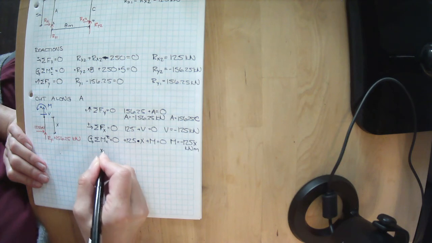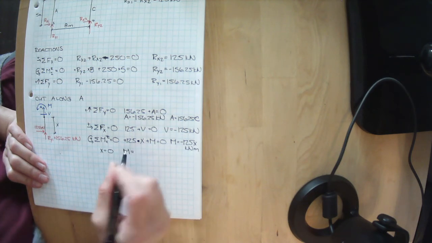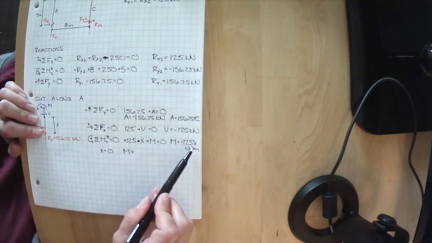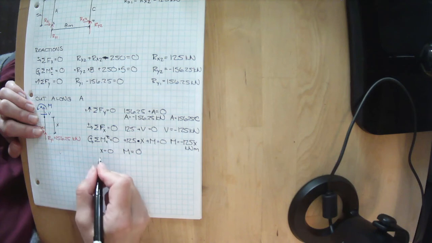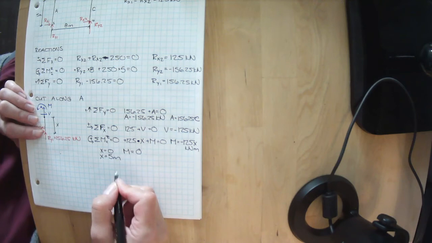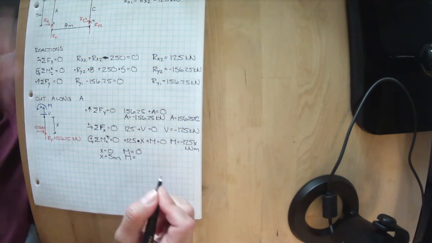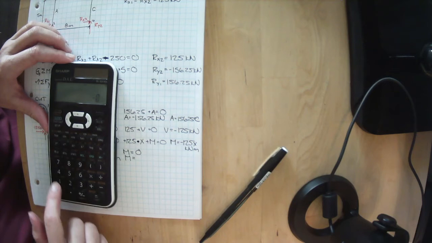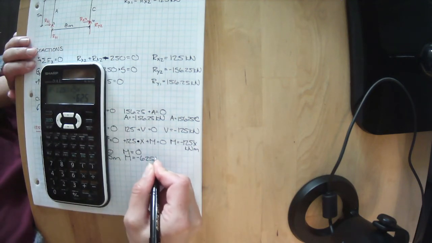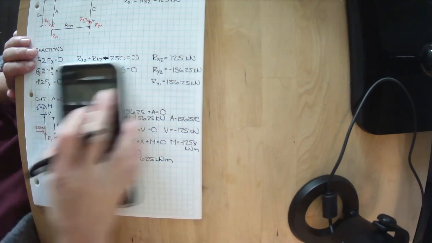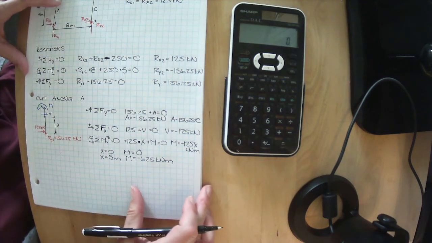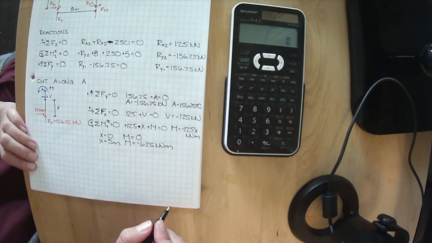What is it at x equals 0? So at the bottom, if x is 0, M equals 125 times 0, M equals 0. What about at x equals 5 meters? Remember this beam was 5 meters tall. M equals negative 125 times 5 equals minus 625 kilonewton meters. So we know the internal loads on member A. Great. Let's do our next cut.